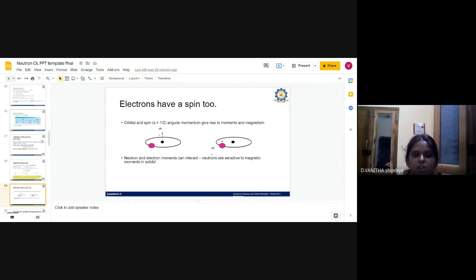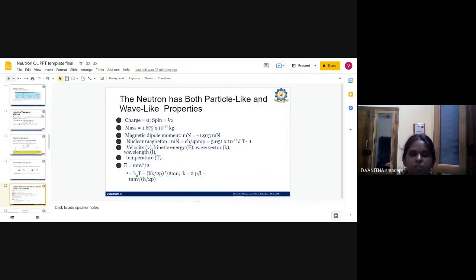Electrons also have the same spin, which was also explained in the previous slides. So these are the properties of the neutron. The neutron has both particle-like and wave-like properties. The charge of the neutron is equal to 0. The spin is half. The mass of the neutron is 1.675 into 10 to the power minus 27 kilogram.